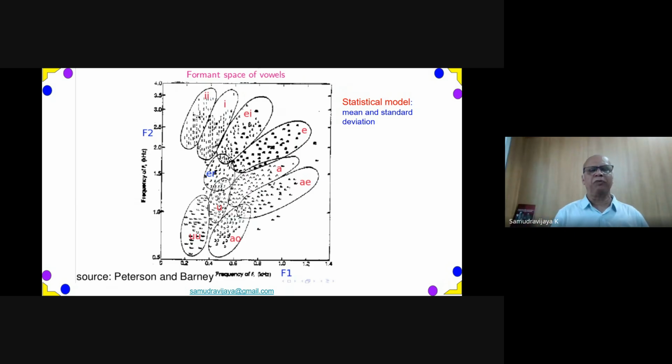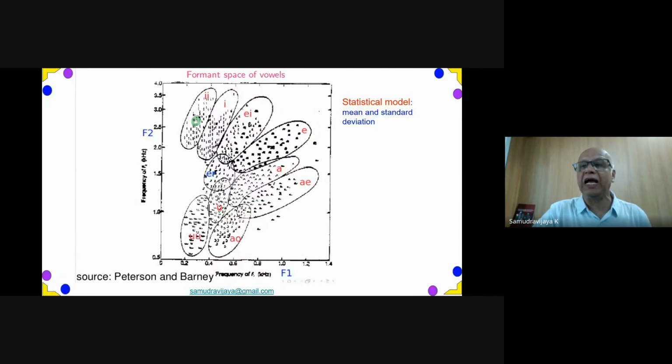So the formant vectors or data points in the F1, F2 space form a cluster. So if you want to have a model for the vowel E, you cannot have just one value, because it is a cluster. So what you can do is find the center of the cluster, which is given by the mean of F1 and the mean of F2. That gives the x1, x2 coordinates of the center here.